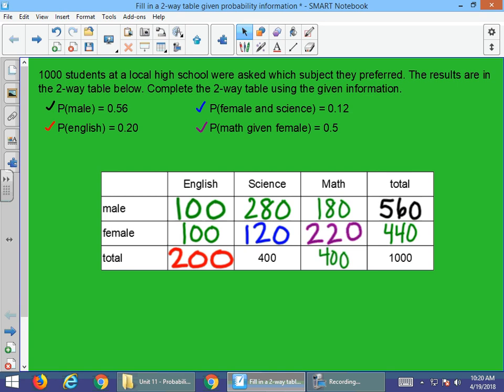If I want to know the probability that they were female and preferred math, then I can take 220 and divide by 1,000. I can do a lot of my conditional probabilities. Given that they are male, what's the probability that they like English? Then I just look at the male row of 560 and say, okay, 100 out of 560, so 100 divided by 560. Given that someone likes math, so look at the 400 students that like math, what's the probability that they are male? 180 divided by 400. So you can do all of your probabilities right out of this table.